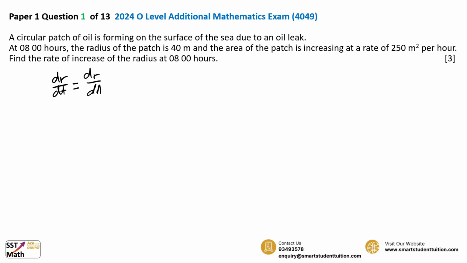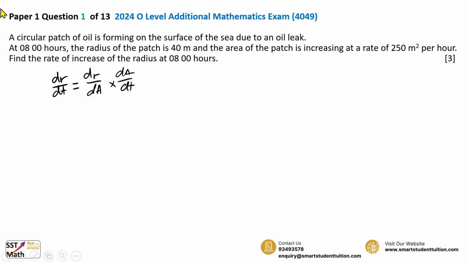dr over dA multiplied by dA over dt, which we have, and we know that at 40 meters, when it was 0800 hours, this dA over dt is 250 meters squared per hour, right? Now applying the chain rule, we can get dr over dt with this formula. Next we need to find dr over dA, which is the inverse of dA over dr, right?